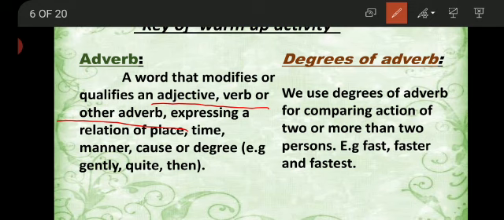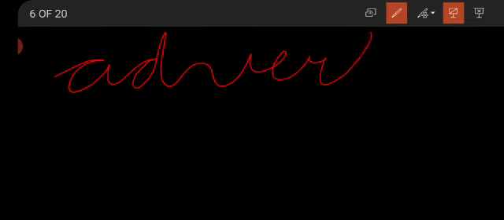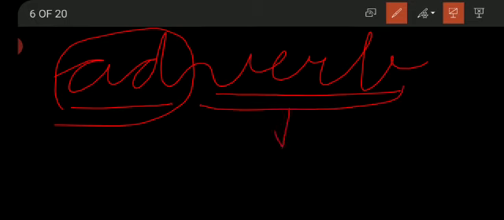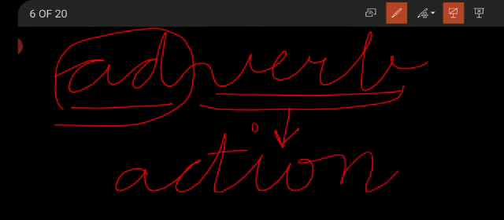Now, here are some examples of adverb like gently, quietly, then. As the name shows, adverb. So basically, adverbs are used for qualifying a verb, and the word add means to add something. So an adverb adds something to the verb, and we all know that a verb is an action. So you may say an adverb adds quality to any action. Okay, students?